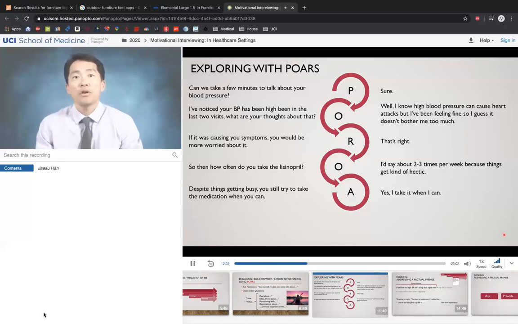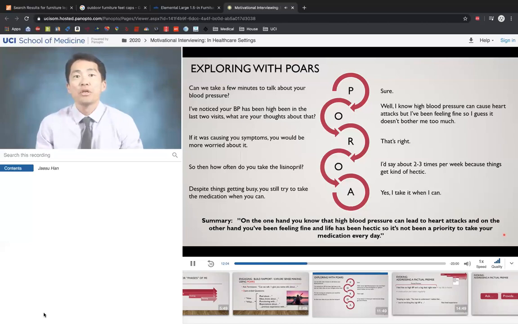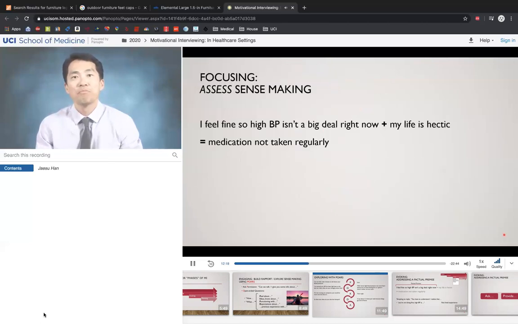So here, a summary statement could be, on the one hand, you know that high blood pressure can lead to heart attacks, and on the other hand, you've been feeling fine, and life has been hectic, so it's not been a priority to take your medications every day. Now, if we were correct, the patient would let us know. They would say, yeah, that pretty much sums it up.